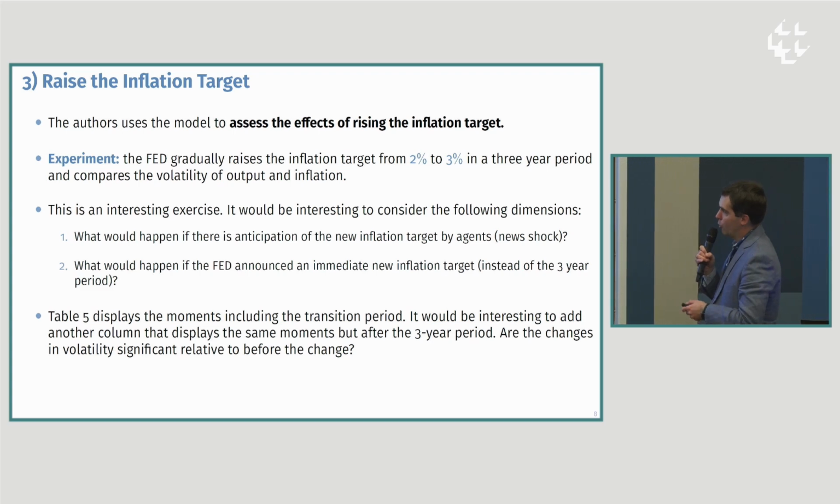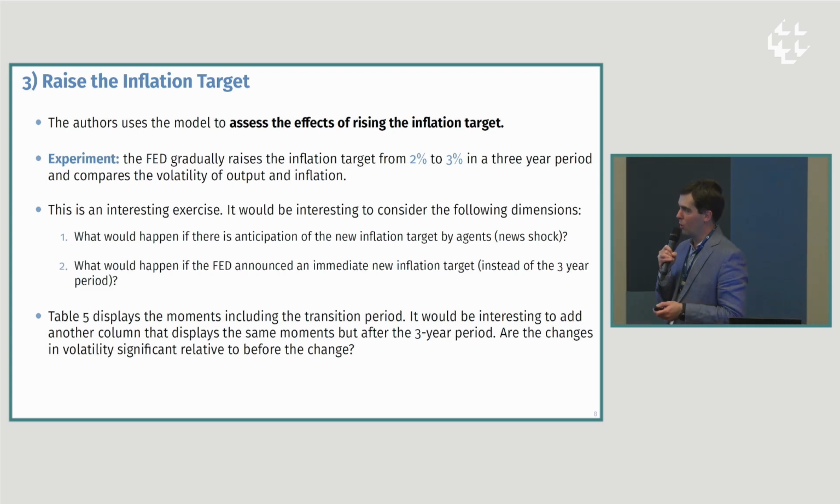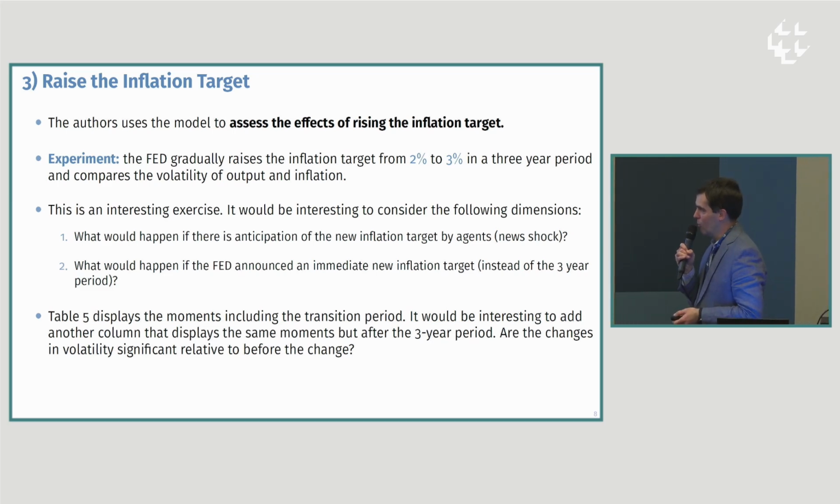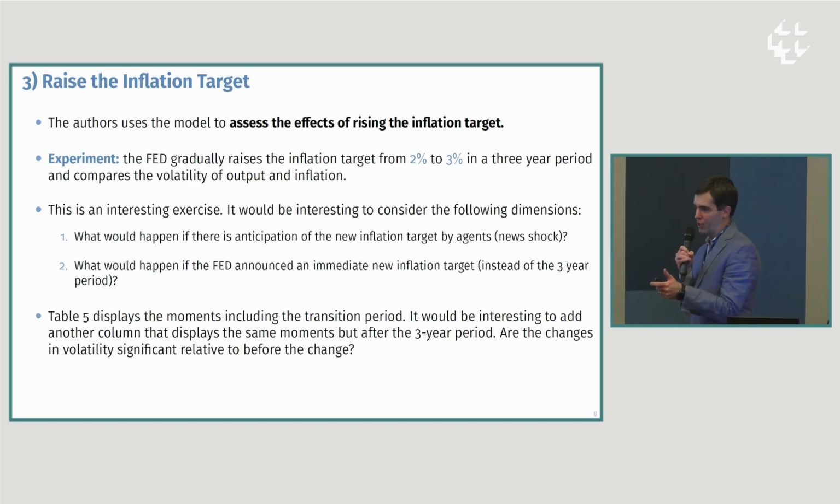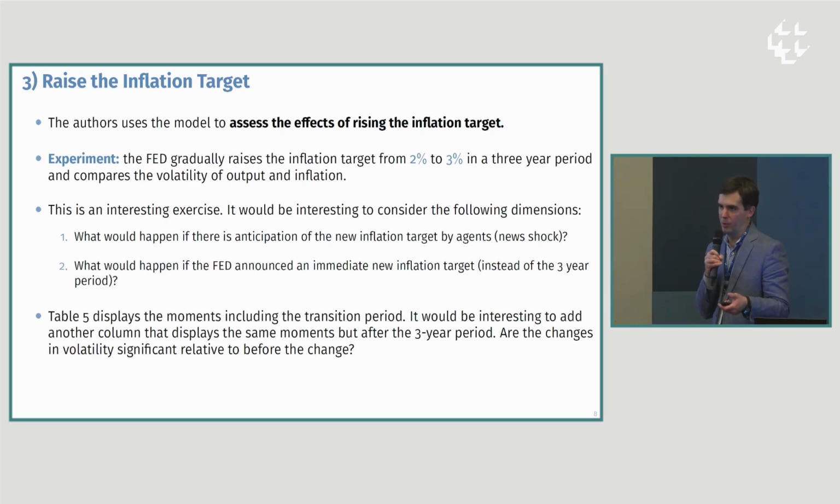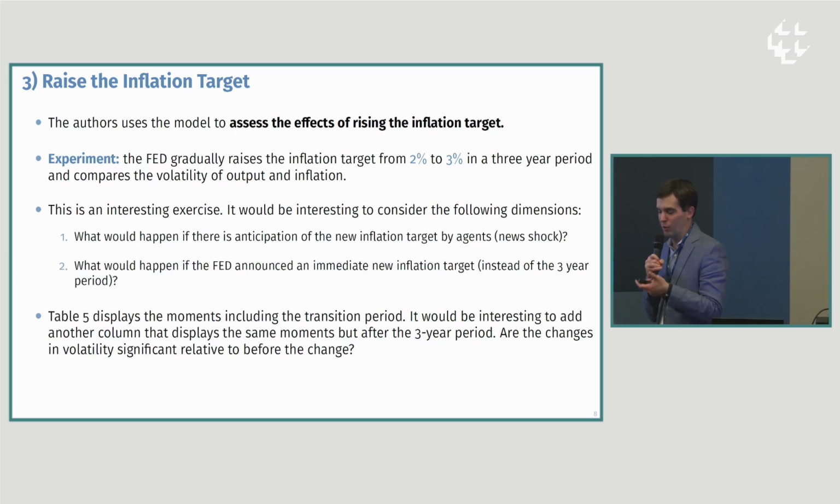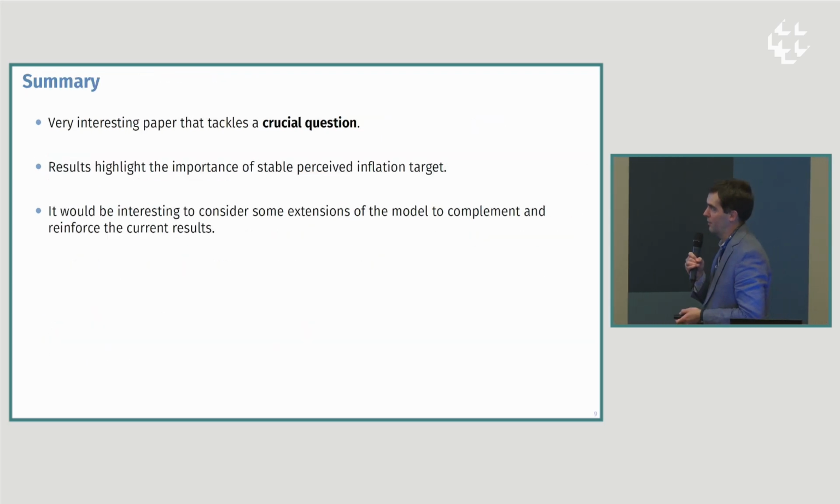And in Table 5, he compares the volatility of different statistics in the model, comparing the sample period before and after. In the after period, he's including this convergence period, the 3 years of convergence. I think it would be nice to compare the statistics after the convergence period to see if there's some significant change relative to the previous period, because one can imagine that if we change the target, there will be a period of adjustment, but after that period of adjustment, do we still see differences in the statistics?